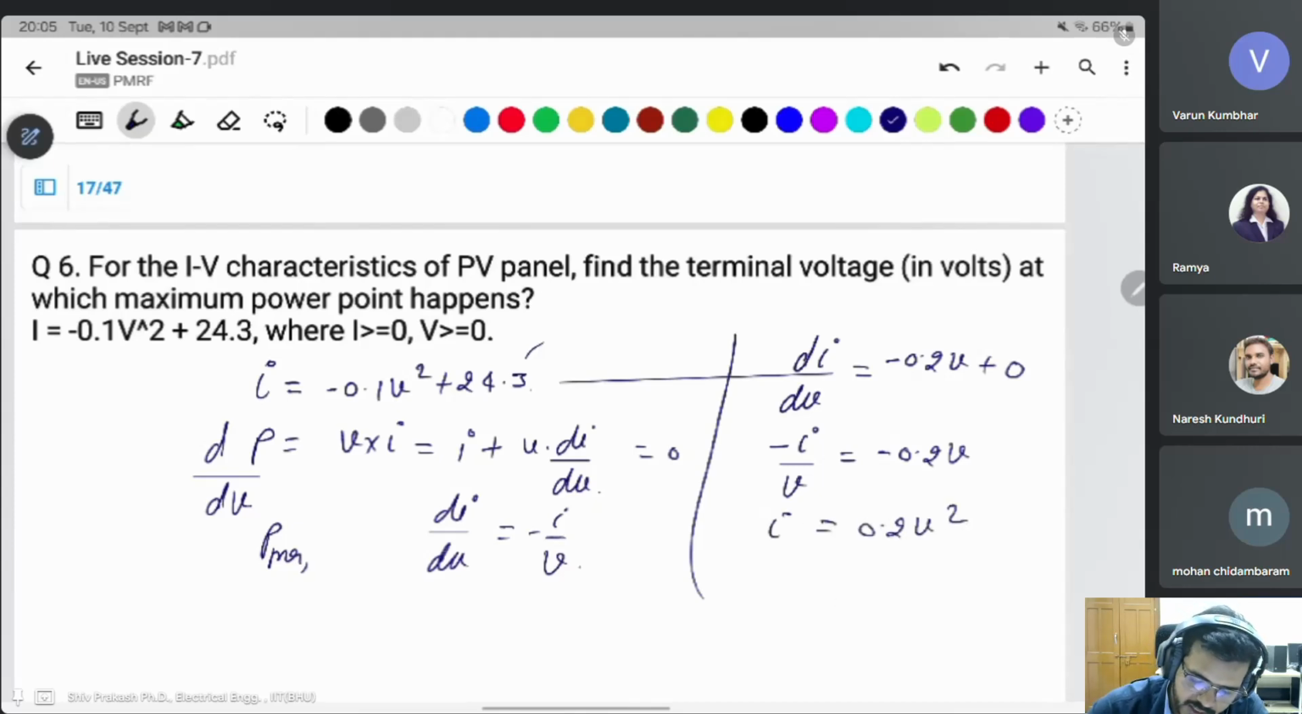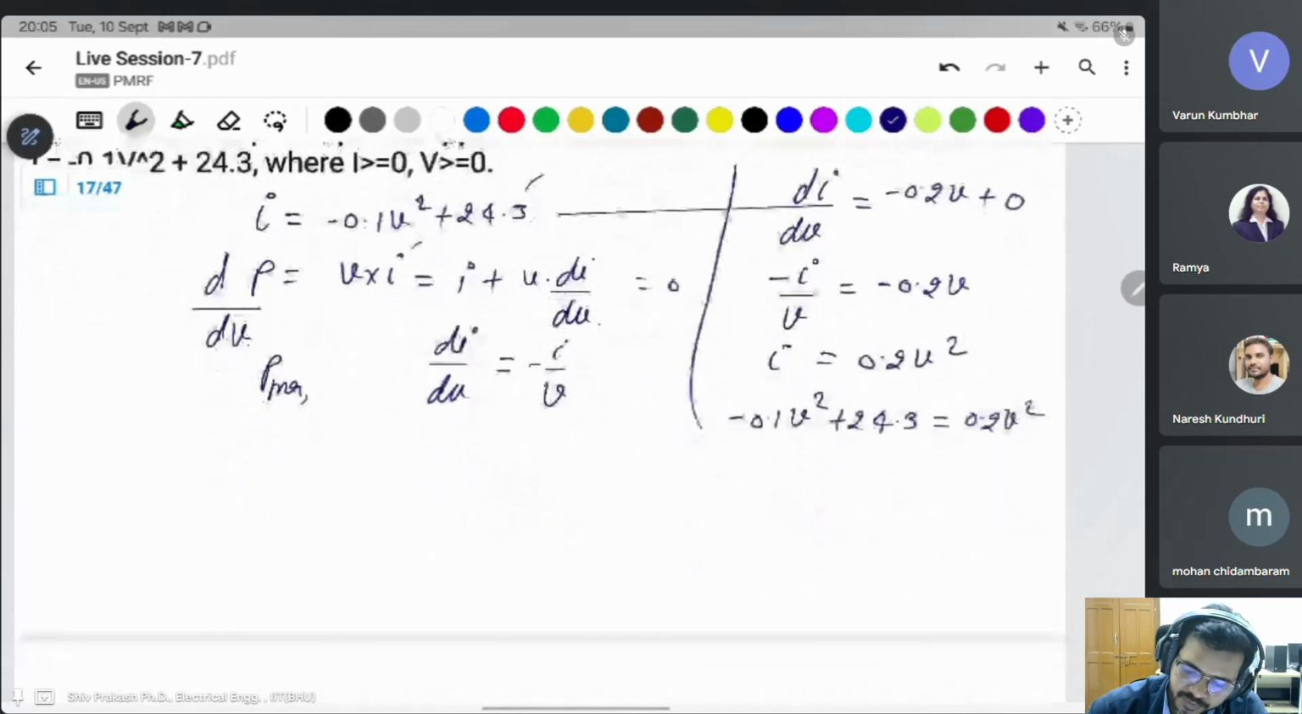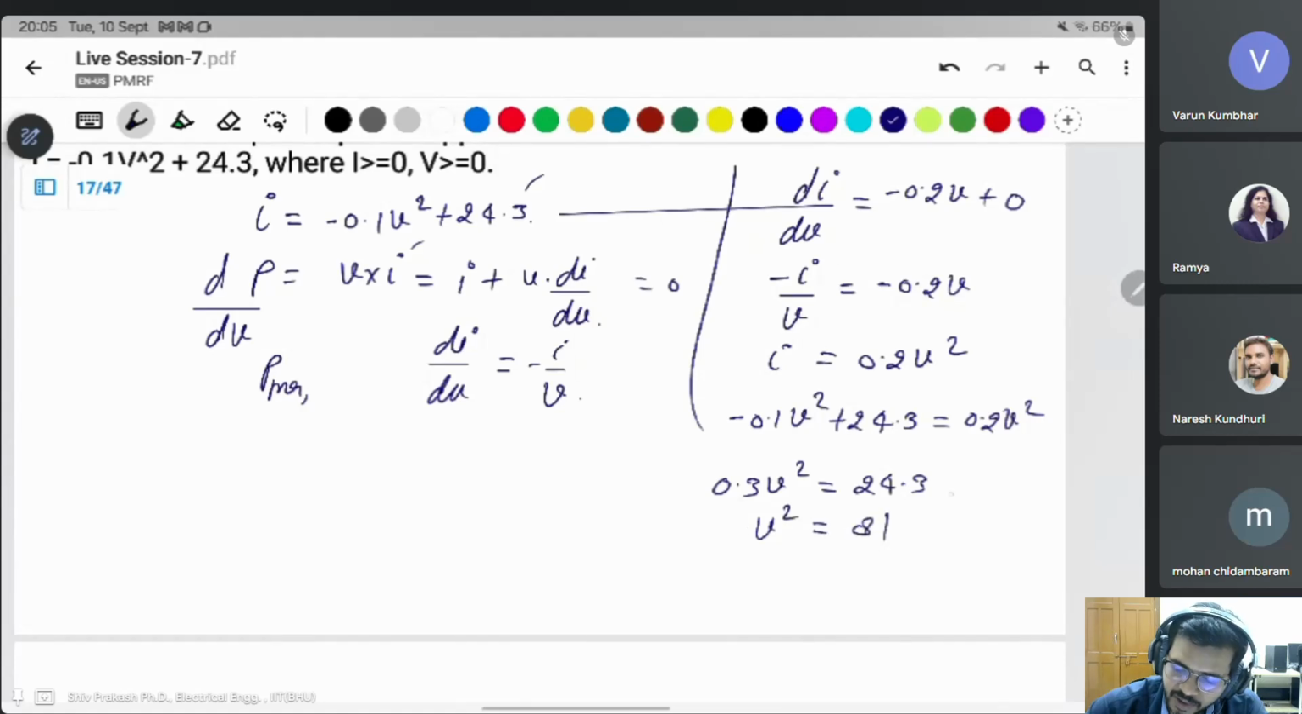The I equation is here: minus 0.1 V square plus 24.3 is equal to 0.2 into V square. Then we take V square to this side, it will be 0.3 V square is equal to 24.3. Then V square is equal to 81, and V is equal to 9 volt. Then what is the power?